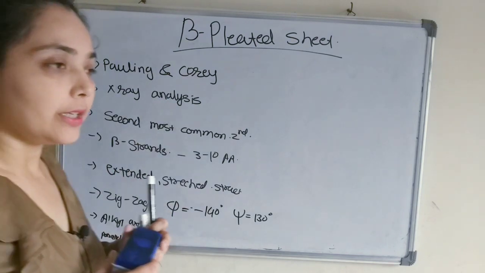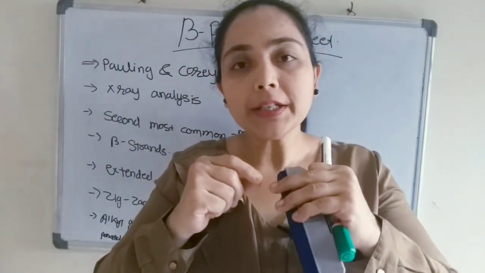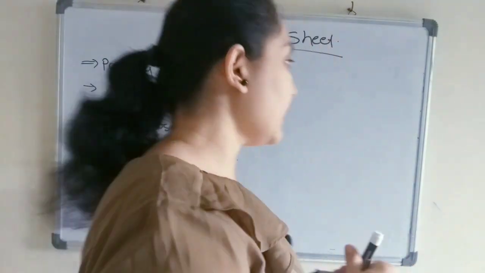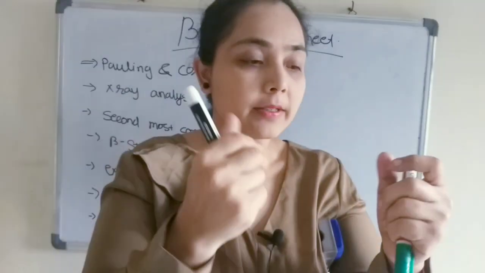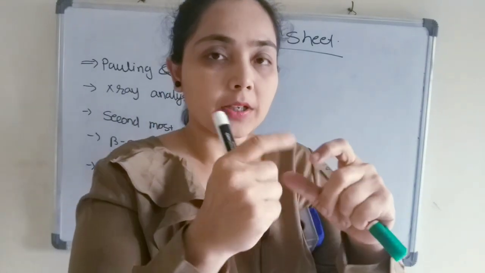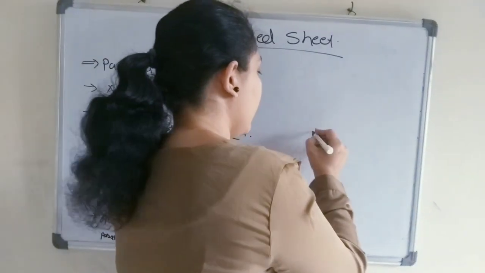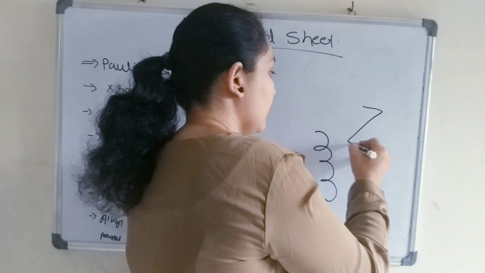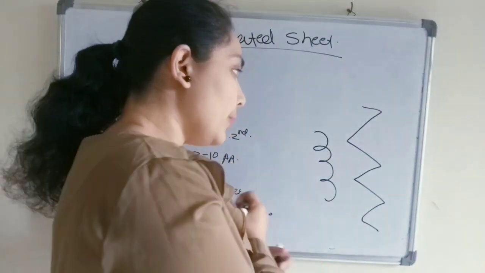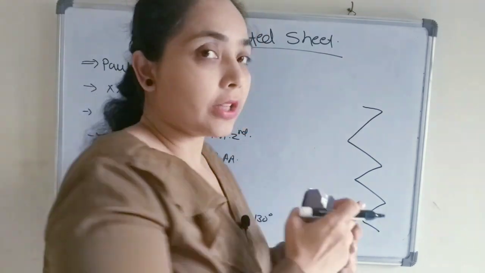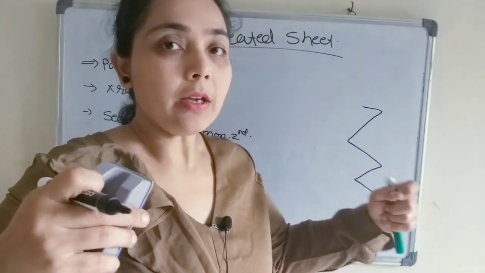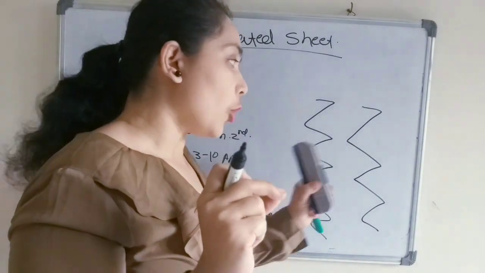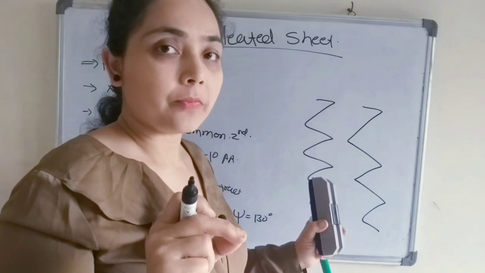In this beta pleated sheet, the polypeptide chain is an extended or stretched structure, a zigzag type structure. So let us understand: if we are holding some helical structure and we are stretching it, it will form something like that. So the beta pleated sheet is an extended or stretched structure, where one or more beta strands are joined to each other by a hydrogen bond.